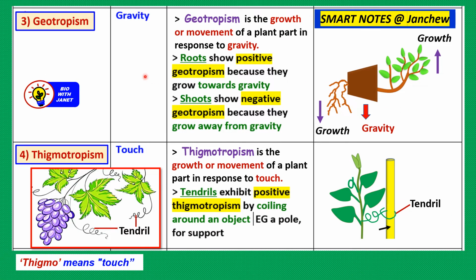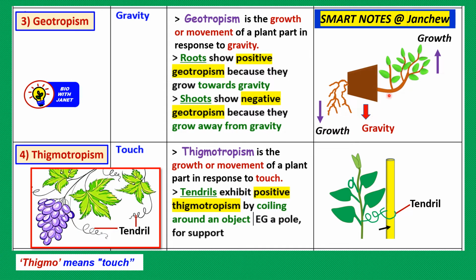Next, there is geotropism. Number 3, geotropism. The stimulus is gravity. Geotropism is defined as the growth or movement of a plant part in response to gravity. So, roots show positive geotropism. This is an example of geotropism. Roots show positive geotropism because they always grow towards gravity. So gravity acts downwards and the roots grow downwards too. Maybe this will help them to find more water in the soil as they grow downwards.